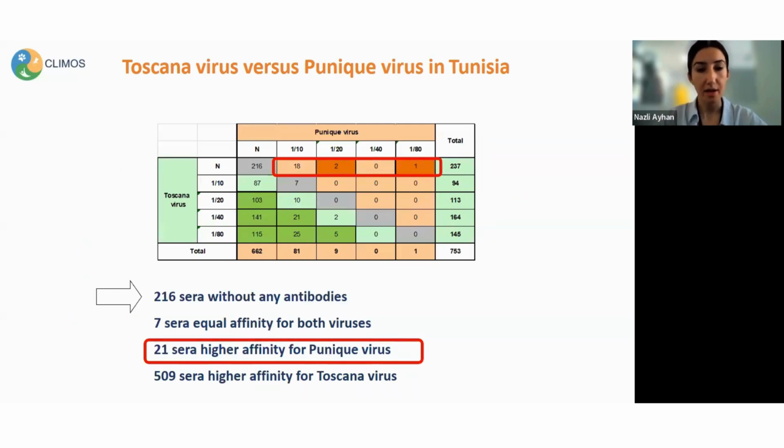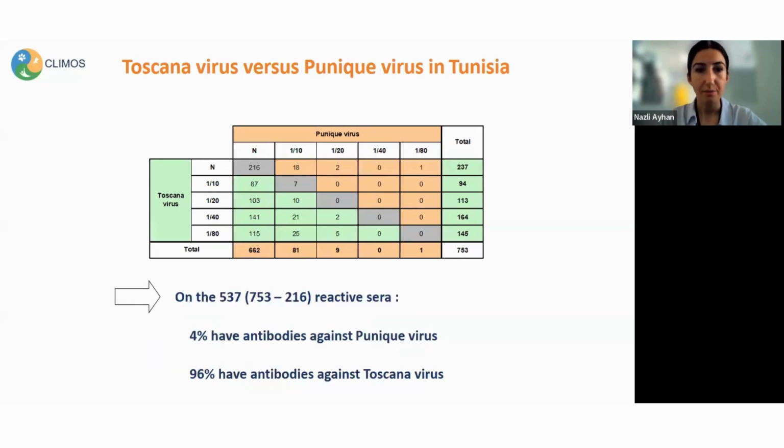216 sera without any antibodies, 7 sera with equal affinity for both viruses, 21 sera with higher affinity for Punic virus, and 509 sera with higher affinity for Toscana virus. What are these results telling us? It means that 4% have antibodies against Punic virus and 96% have antibodies against Toscana virus.